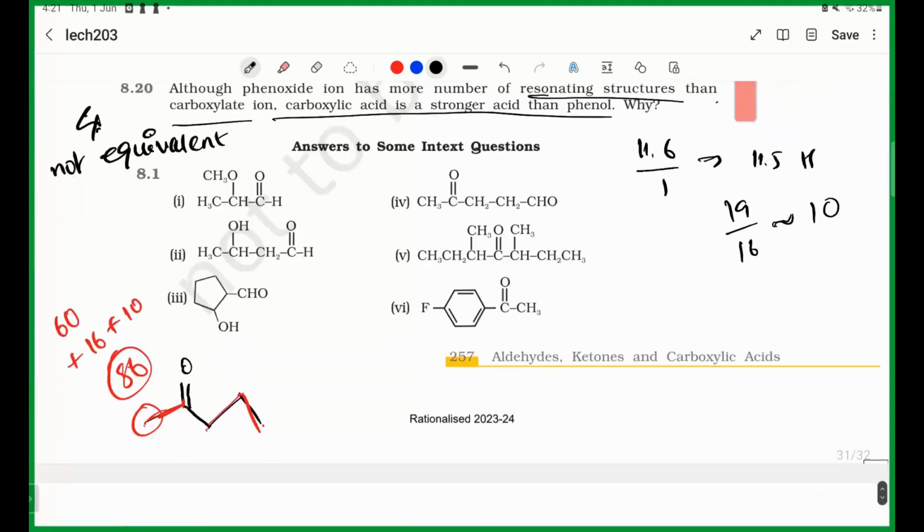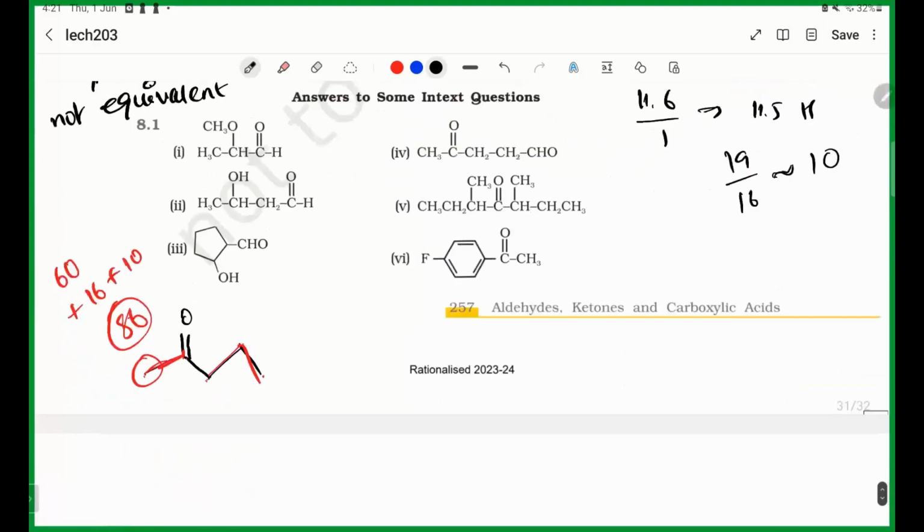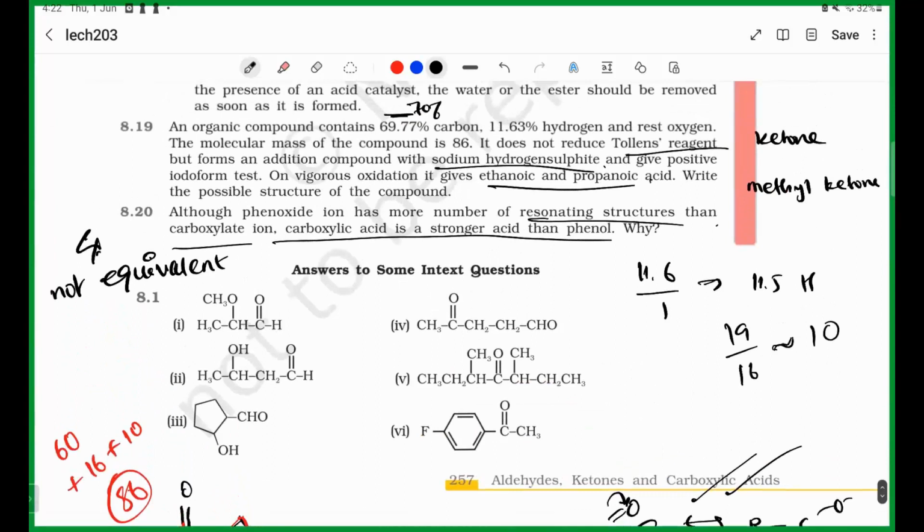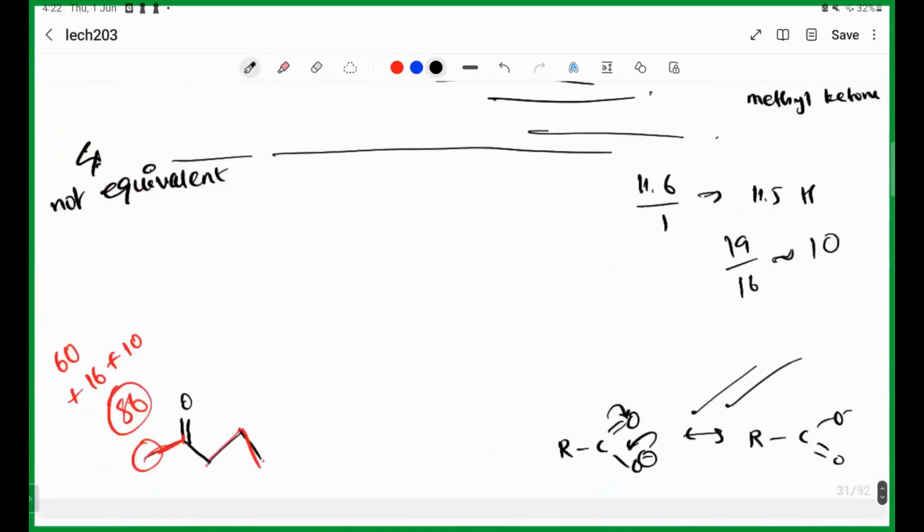So in the carboxylate ion, you have RC double bond O minus, which will resonate like that to form RC double bond O minus on the other oxygen. Since these are equal resonating structures, they are far more contributing than the resonating structures of phenol. That is the answer to the 20th question.